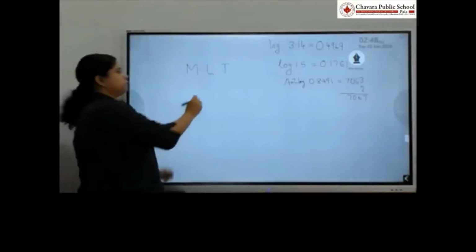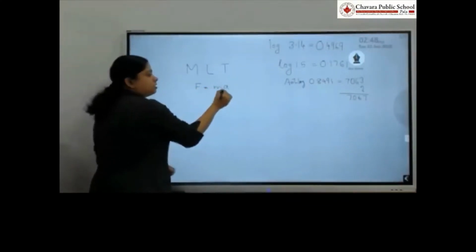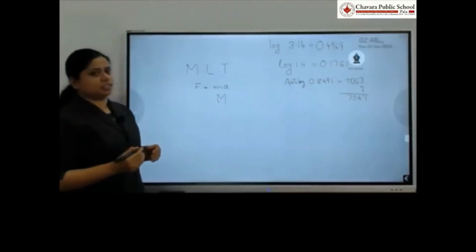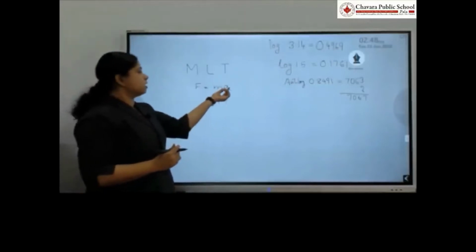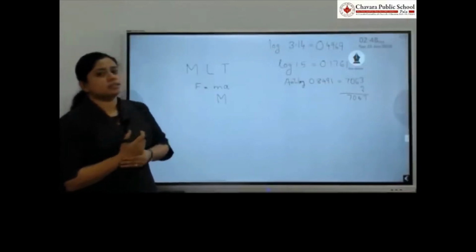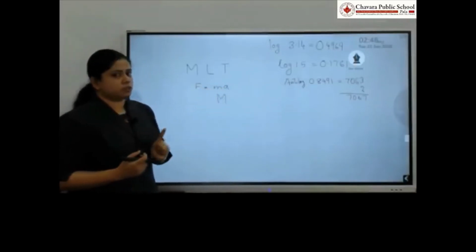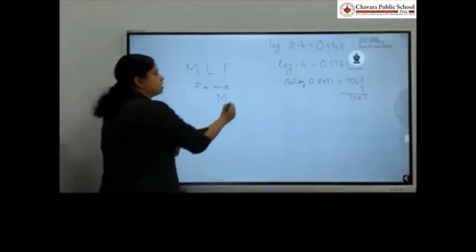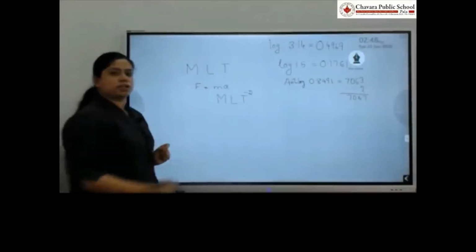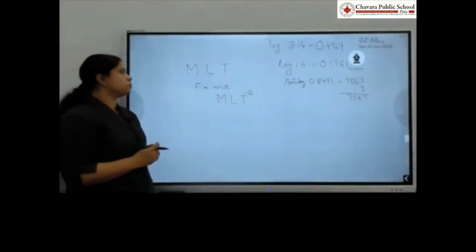We know the formula, force is equal to ma, mass into acceleration, mass with capital letter M. What is acceleration? Acceleration is velocity per unit time, and velocity is distance per unit time. So the dimensional formula of acceleration is LT raised to minus 2, and the dimension of force is MLT raised to minus 2.